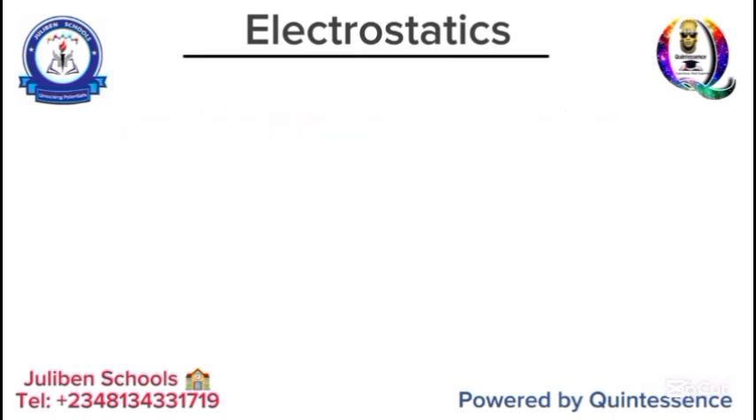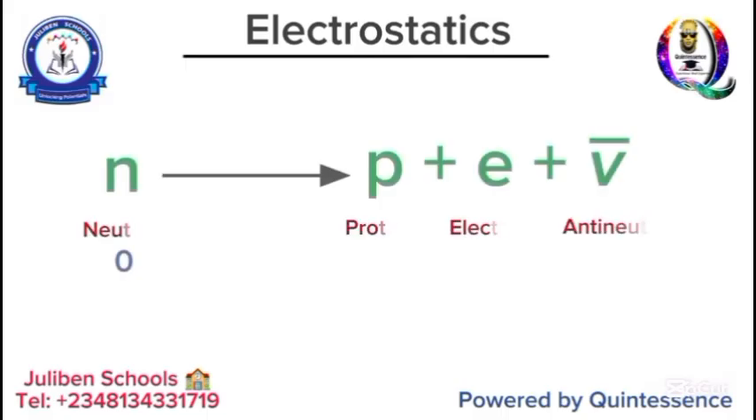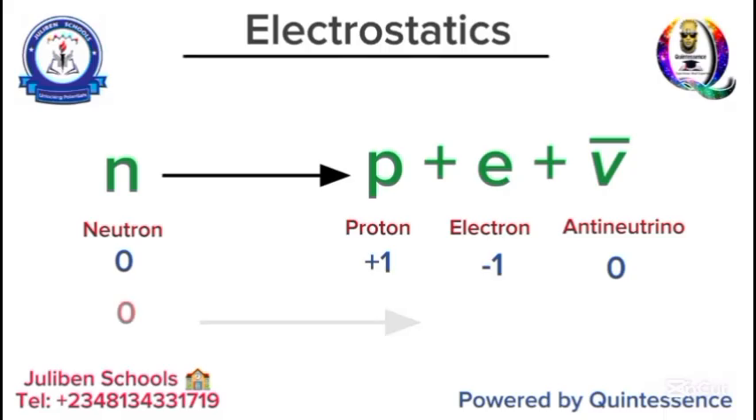end of the day. A typical example of this conservation of charge is experienced in a neutron, when a neutron decays into three particles, which are the proton, the electron, and the antineutrino, represented by V bar. The charges before and the charges after happen to be equal to zero.